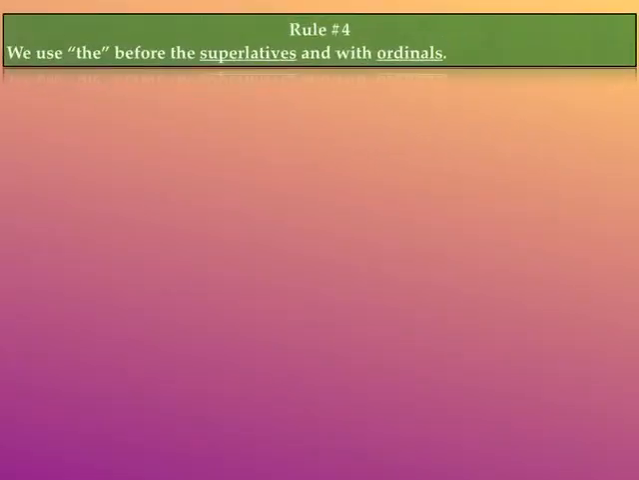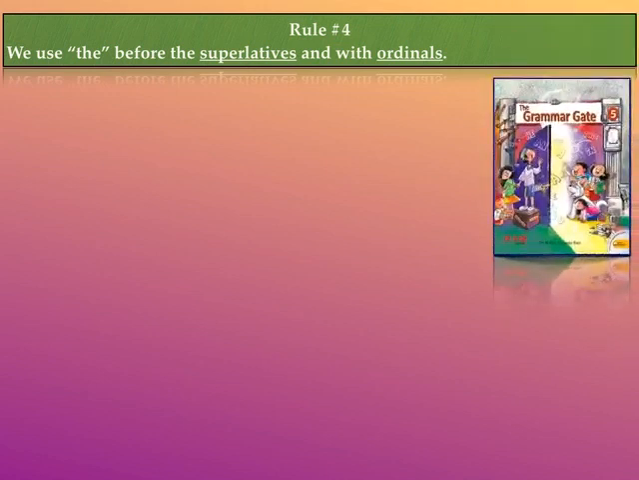Let's see the next rule. We use the before the superlatives and with ordinals. Superlatives means the degree of comparison which we use to compare more than two things. And ordinals means the position: first, second, third, fourth, and so on. So let's see the examples for understanding.